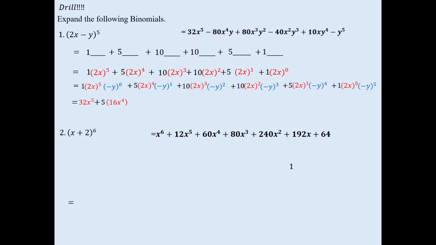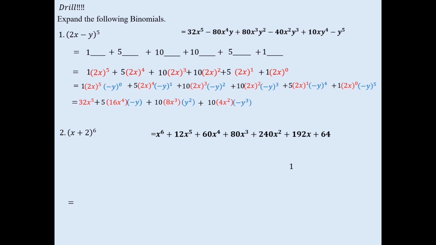5, 2x to the 4 is 16x to the 4th, and negative y to the power of 1 will be just simply negative y. Plus 10, 2x cubed is 8x cubed. Negative y squared will be just simply positive y squared, kasi negative y times negative y will give you positive y squared. Then you have 2x to the squared is 4x squared, and negative y cubed will be just simply negative y to the power of 3. That's negative y, and negative y.